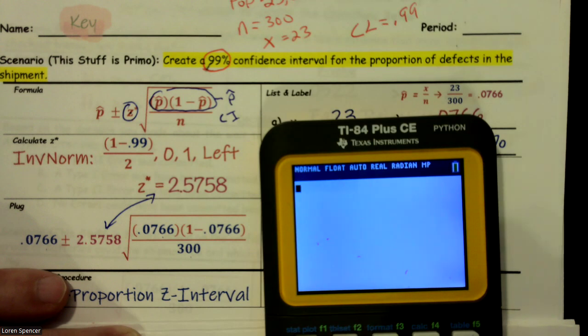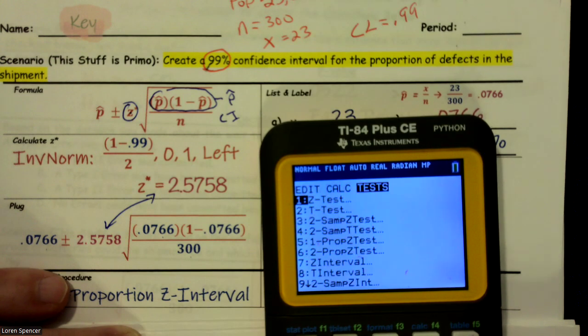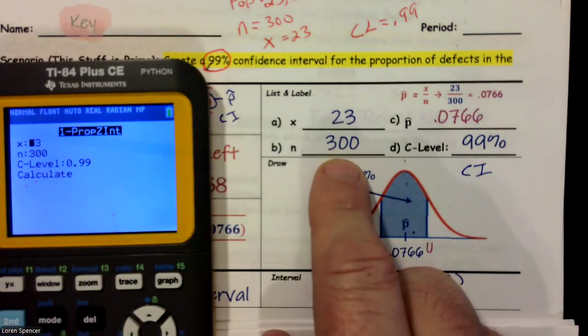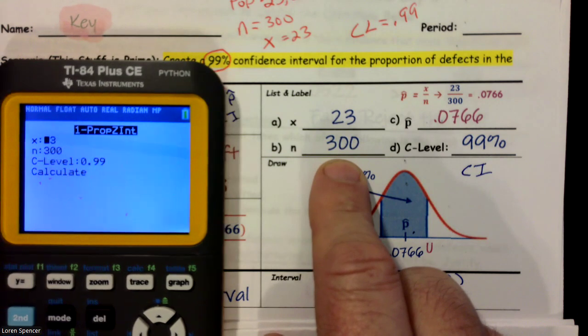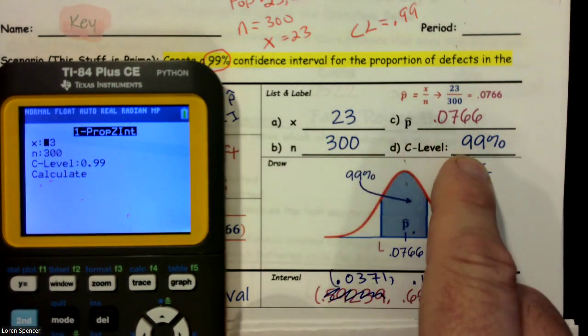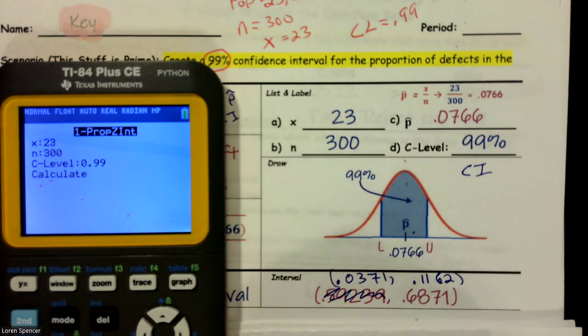In the event there's some confusion on that, I'm going to go stat test and rerun that test, drop down to 1 proportion Z interval, which is letter A. And my X value is 23. My sample size is 300. I have a confidence level of 0.99. And we're going to calculate.